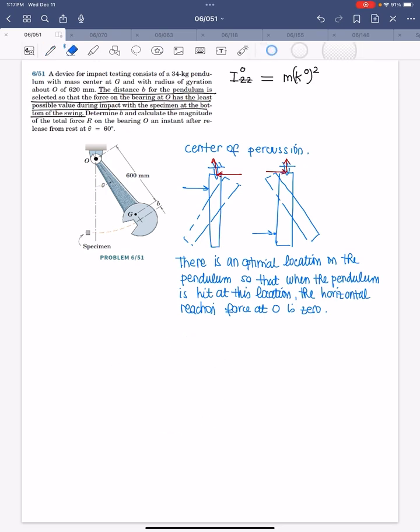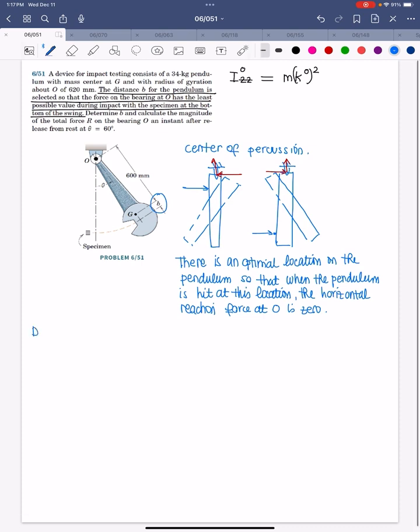So this is what's happening here. This distance B is chosen so that when this hammer impacts the specimen, the horizontal component of the reaction force at O is 0, so that the reaction force at O is minimized.